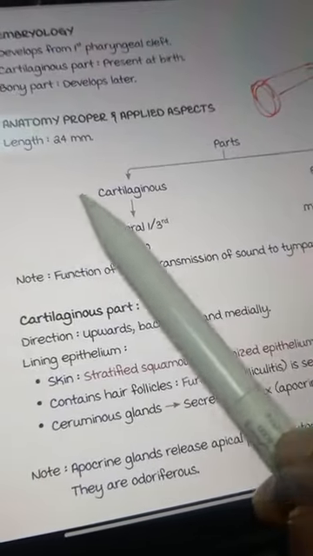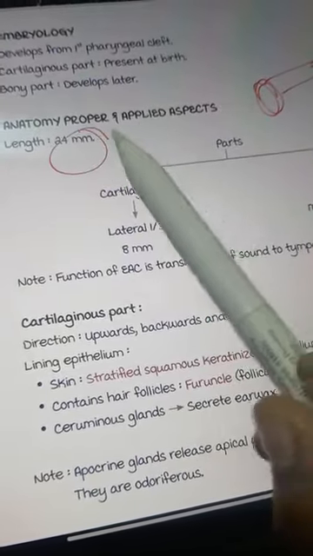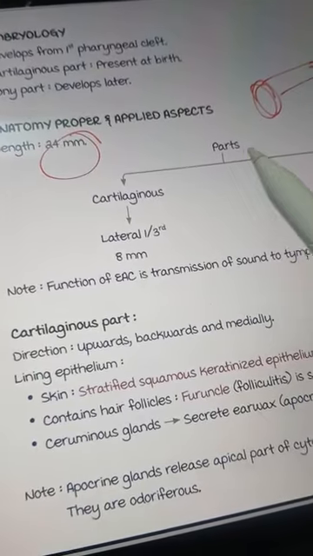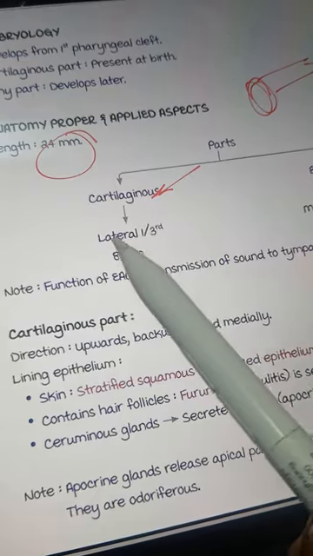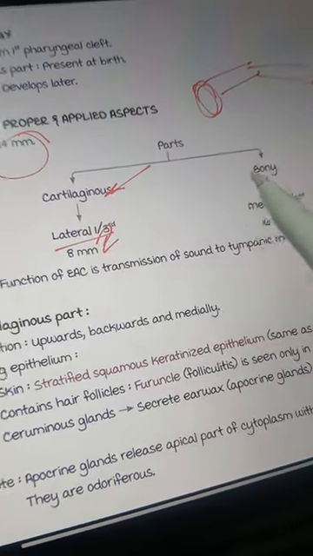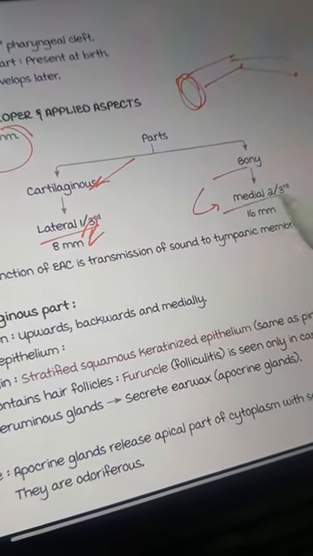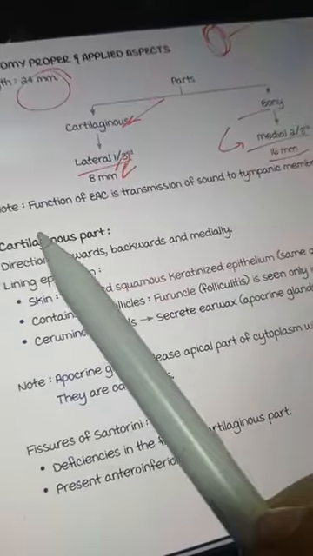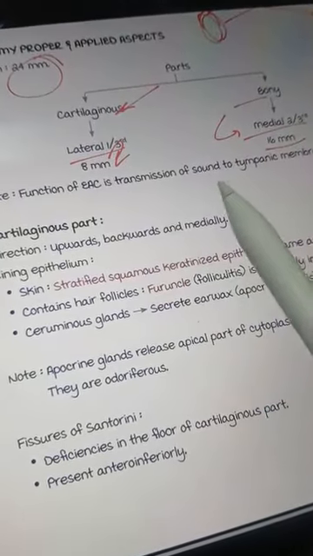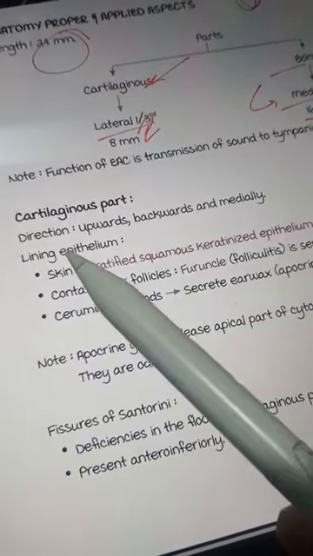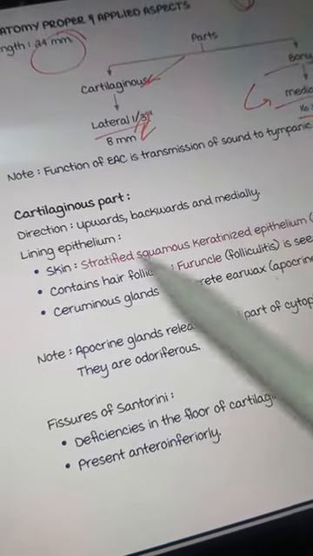Anatomy proper and applied aspects. The length of the entire external auditory canal is 24 mm, divided into two parts. The cartilaginous part, which is the lateral 1/3, is 8 mm, and the bony part, the medial 2/3, is 16 mm. Then note that the function of the external auditory canal is transmission of sound to the tympanic membrane. Thus the cartilaginous part goes upward, backward and medial.